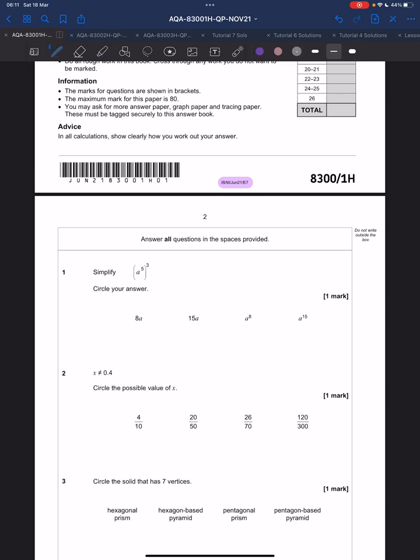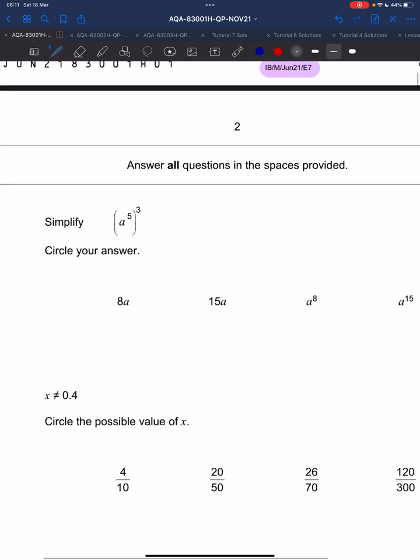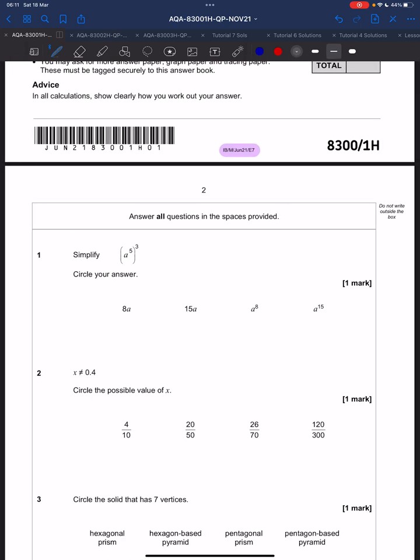Right, so here we go. Simplify a to the power 5, cubed. Well, this is actually a to the 5 times 3, which is a to the power 15. You can think of it as a to the power 5 times a to the power 5 times a to the power 5, and then you add the powers to make 15. Either way you do it, it's like that.